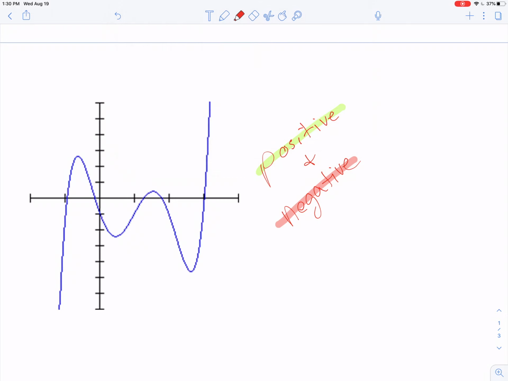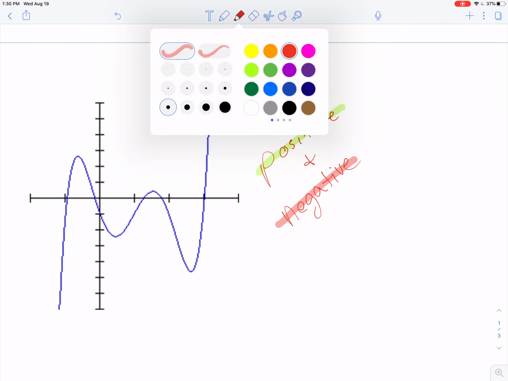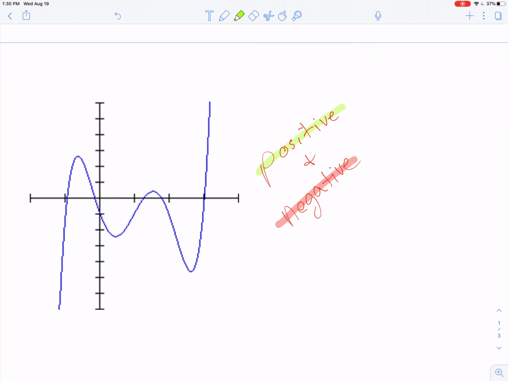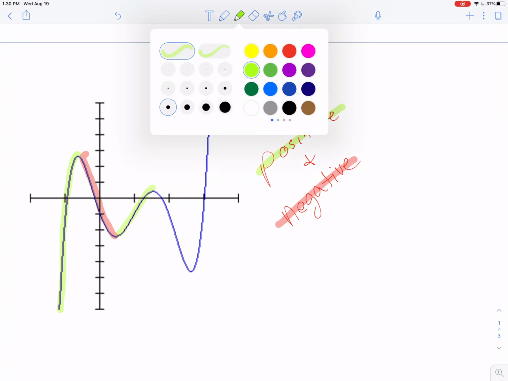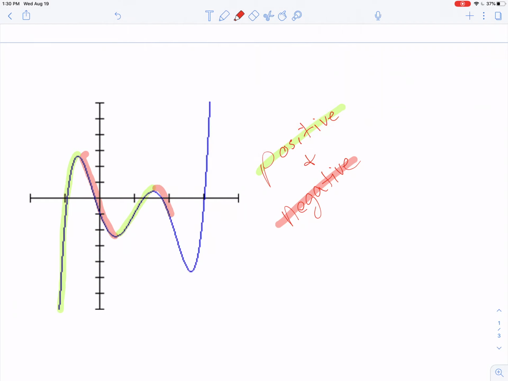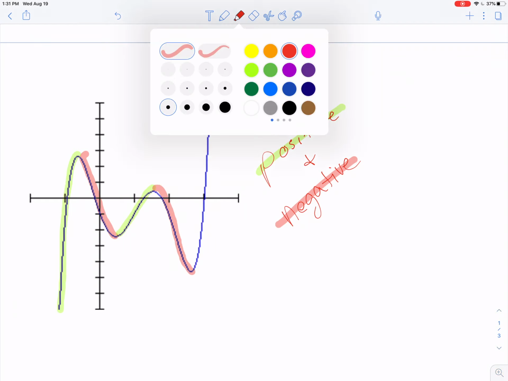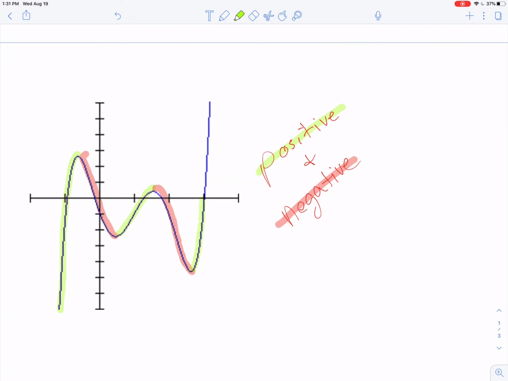As I read it left to right, this first section, it does appear that it is moving up. So I'm going to highlight that in green. Then it starts going down. When it goes down, highlight that in red. That would be a negative. When it goes back up, re-highlight in green. Now it goes down, so highlight all negative action in red. Back up. Now it's green again.